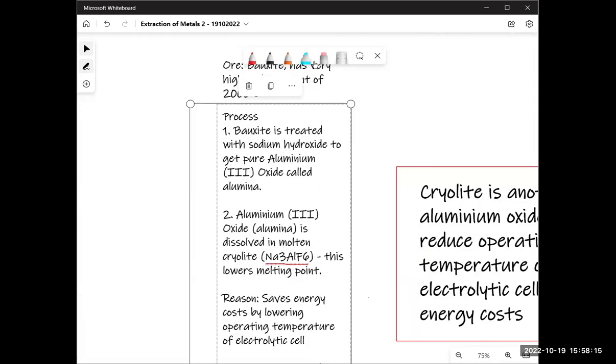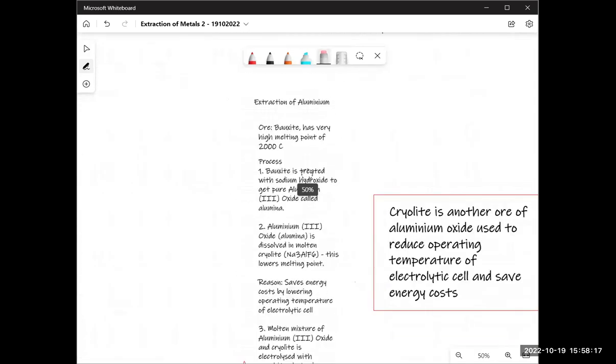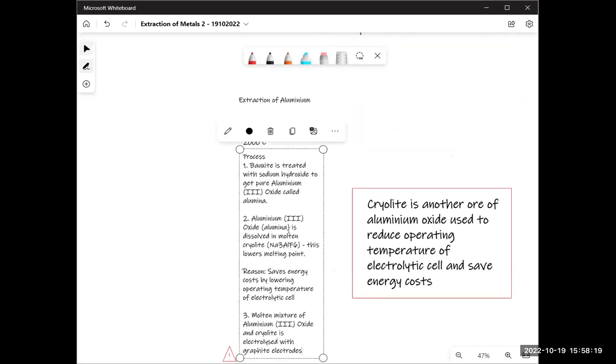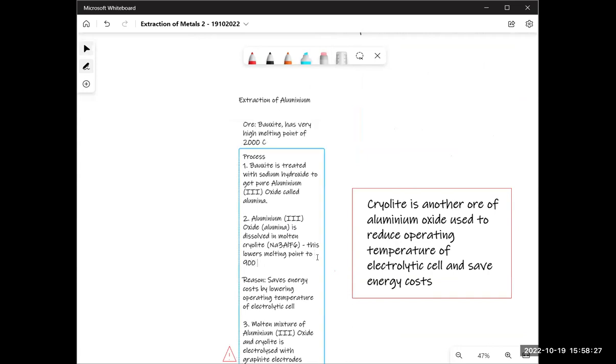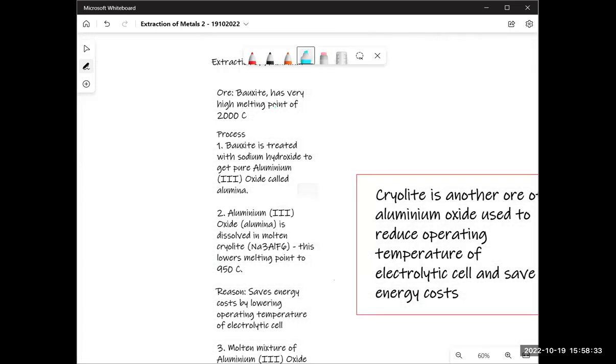Then cryolite lowers the melting point to 950 C. Now I've added two more things here, this part and this part. Add this to your answer in your notebook. Tell me when you're done. Done, sir. Finished?